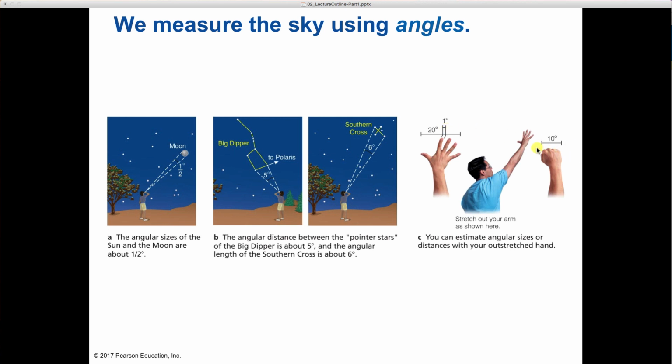If you put your whole fist against the sky at arm's length, it would cover about 10 degrees. If you spread your fingers out, from your thumb to your little finger, that would be about 20 degrees. And that's a decent approximation. Some people have bigger hands, some people have smaller hands, some people are taller, some people are shorter. So it varies a little bit, but that's a pretty good approximation. You can get a rough idea of the angular distances between objects.